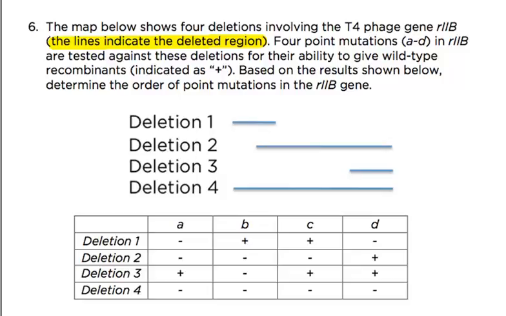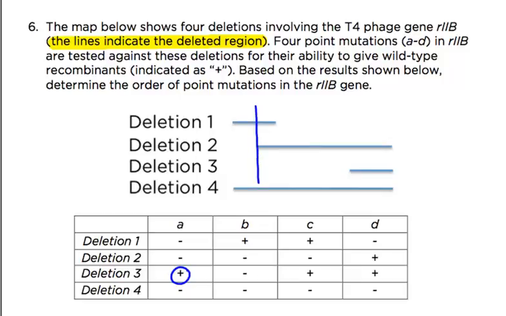So when you're crossing a point mutation against the deletion, and you're looking for recombination or wild type for recombination. So when you see a plus, that means that that mutant must be in the area of the deletion that isn't deleted, because obviously you can't recombine with a deleted portion. So let's go through. We say that mutation A only recombines with deletion 3, which means that it must be in an area of deletion 3 that wasn't deleted, but in an area that the other 3 were deleted. So what area has deletion portions in 1, 2, and 4, but not 3?